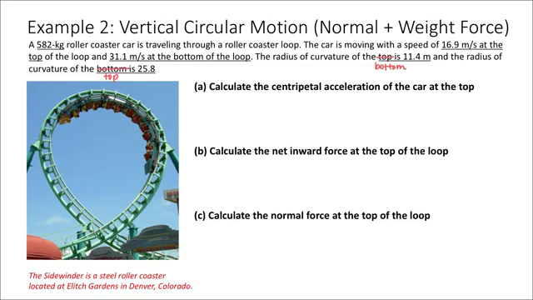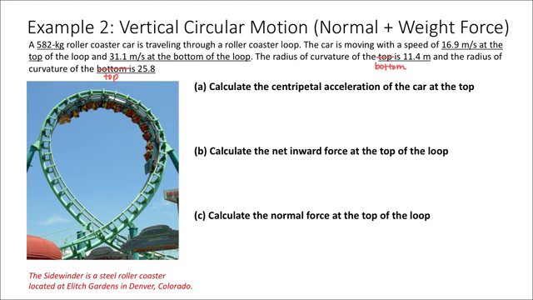Let's take a look at an example of vertical circular motion involving a roller coaster loop. A 582 kilogram roller coaster car is traveling through a roller coaster loop. The car is moving with a constant speed of 16.9 meters per second at the top of the loop and 31.1 meters per second at the bottom of the loop.